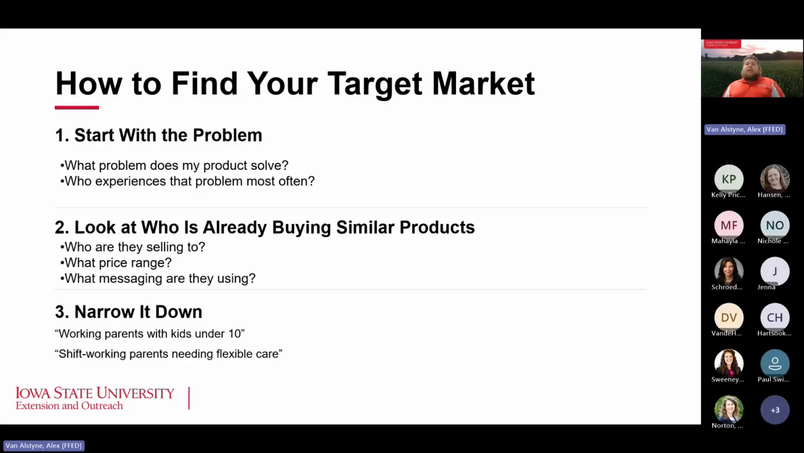Next, look at who is already buying similar products. This isn't about copying competitors. It's about learning from the market. Who are they selling to? What price range are consumers already comfortable with? And what kind of messaging seems to resonate? Then once you have that information, narrow it down. Instead of saying parents, you might say working parents with kids under 10, or even more specifically, shift-working parents who need flexible care. Each time you narrow the market, your messaging becomes clearer and your business decisions get easier. You can always expand later, but starting focused helps you build something that works.